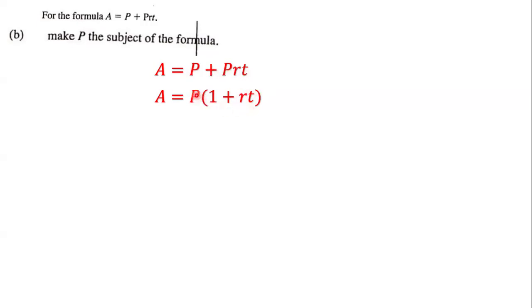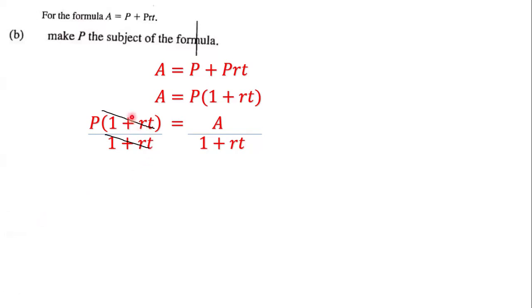So we have to isolate P. And so that means that we have to make sure that P is all by itself. So what we're going to do is we're going to switch. So we have P multiplied by 1 plus RT is equal to A. All right, so we switch this equation. Now we divide both sides of this equation by 1 plus RT. And the reason why we do that is because, remember, our goal is to isolate P. We want P by itself. So we divide both sides of this equation by 1 plus RT.